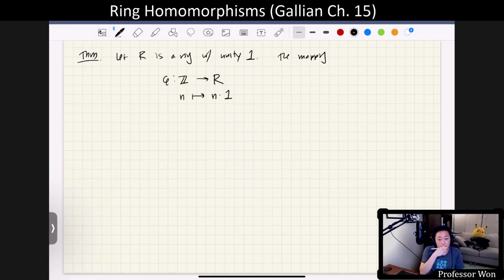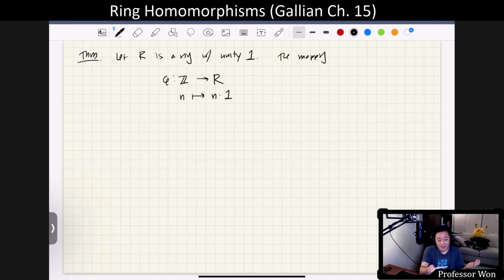Okay, so what could happen here? What we're doing is looking at 0, 1, minus 1, 1 plus 1, negative 1 plus 1, 1 plus 1 plus 1, negative 1 plus 1 plus 1. What could happen? Well, one thing that could happen is just 1 plus 1 plus 1 plus 1 plus 1. You go on forever, you keep on getting new elements, right?